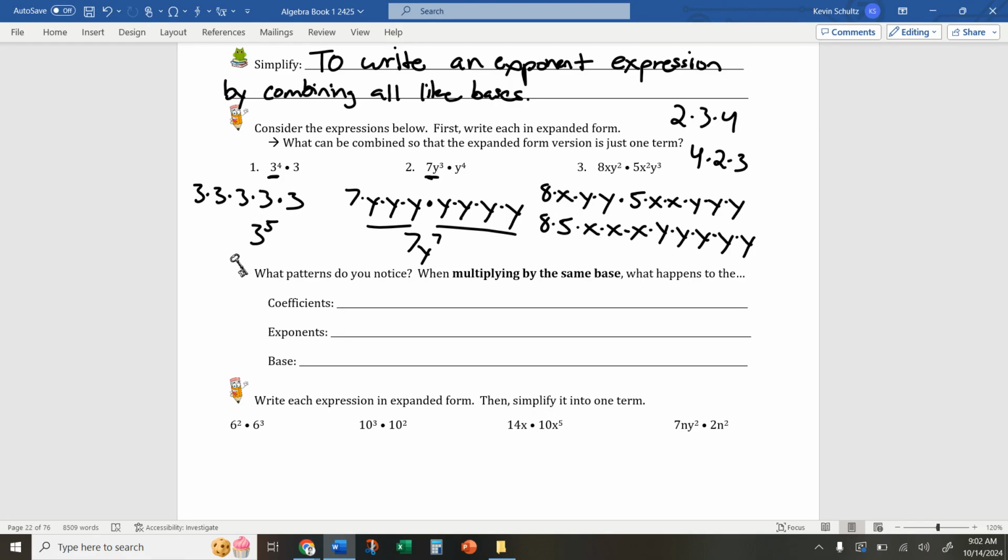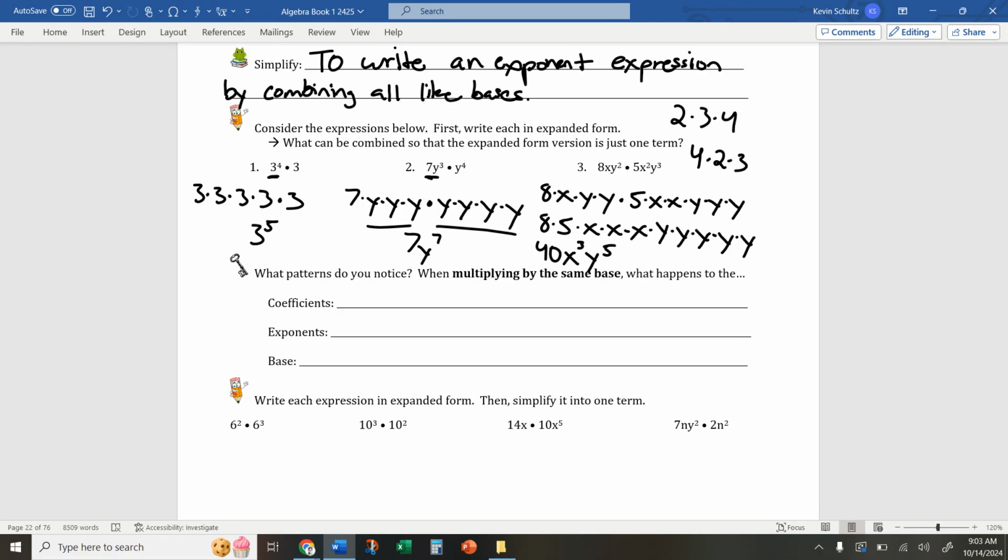How do I write this as one term? Go ahead, Lately. 8 times 5 times x to the power of 3 times y to the power of 5. Yeah, and can I take 8 times 5? What is it? 40. 40. So ultimately, I can rewrite this to be 40 x cubed y to the 5th. Because my coefficients, 8 and 5, can multiply together to make 40. I've got 3 total x's all being multiplied together, which is x cubed, and 5 total y's all being multiplied together, which is y to the 5th.